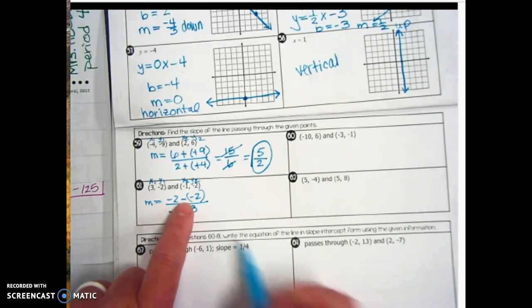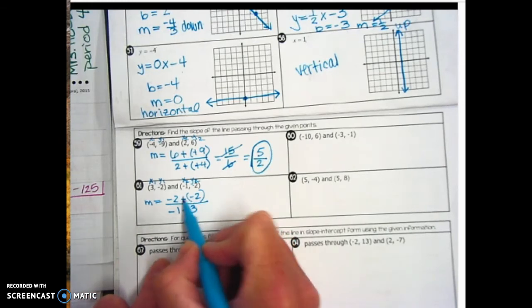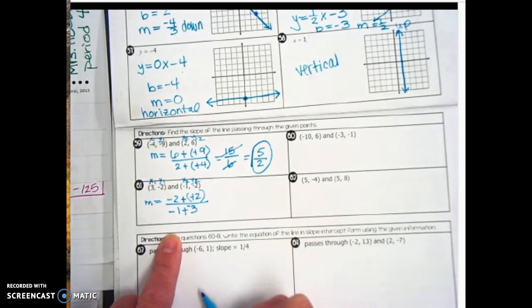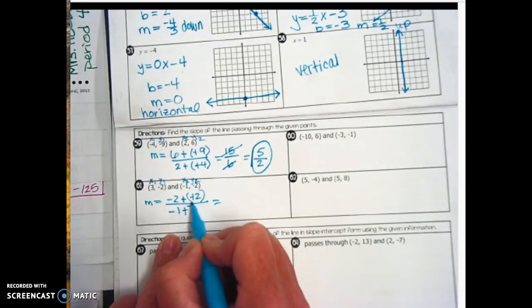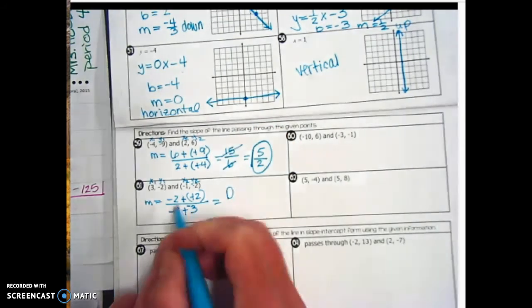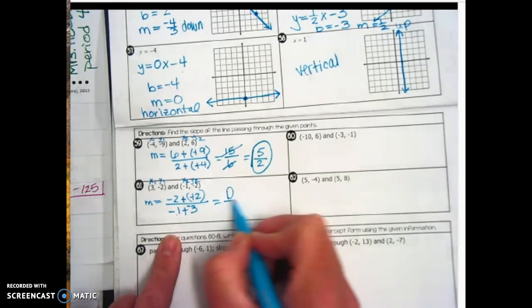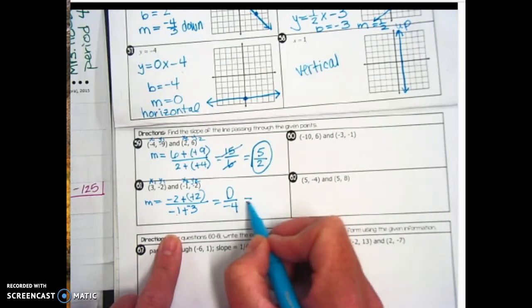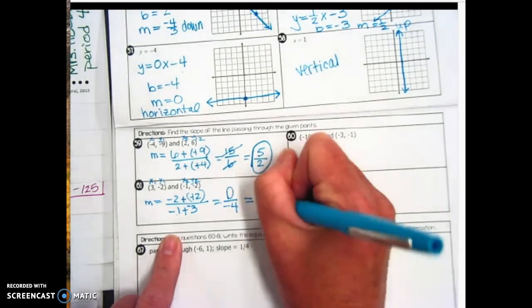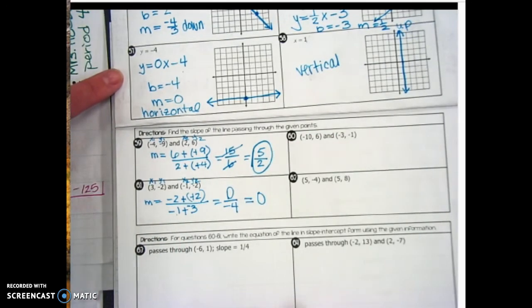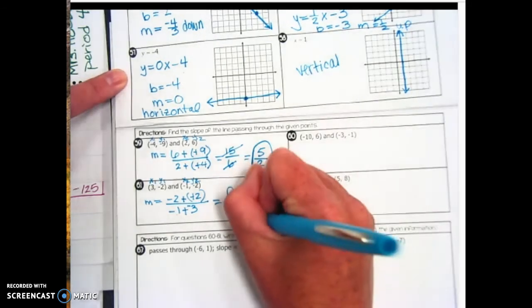So we've got minus a negative, so I'm going to change it to positive. And then here I'm going to say plus -3. So I have -2 plus 2, which is 0. And then I have -1 plus -3, which is -4. That means our slope is just 0, which was very much like number 51, right? So what kind of line is that going to be? Horizontal.